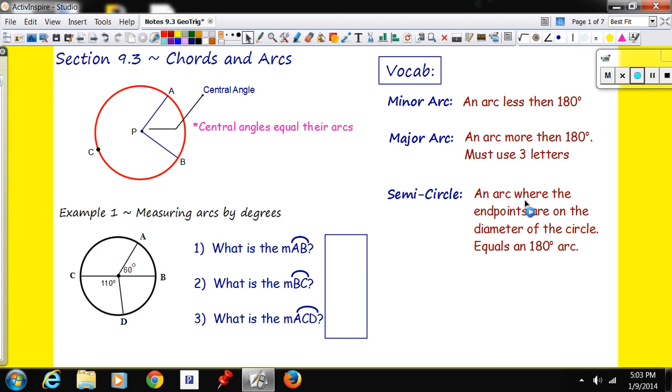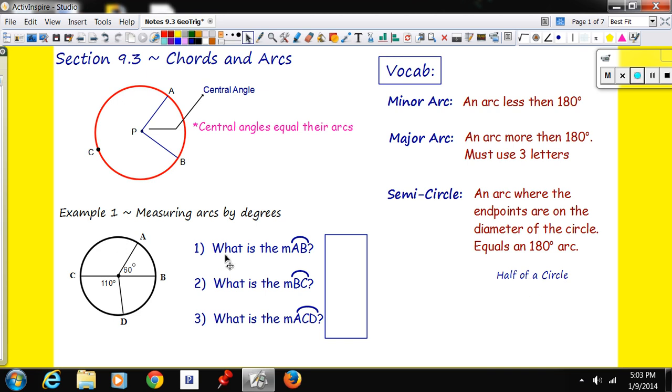And then a semicircle is an arc where the endpoints are on the diameter of the circle, meaning it equals 180 degrees. Now you can use 1, 2, or 3 letters for a semicircle, but it's going to be exactly half of a circle. So half a circle would be a semicircle.